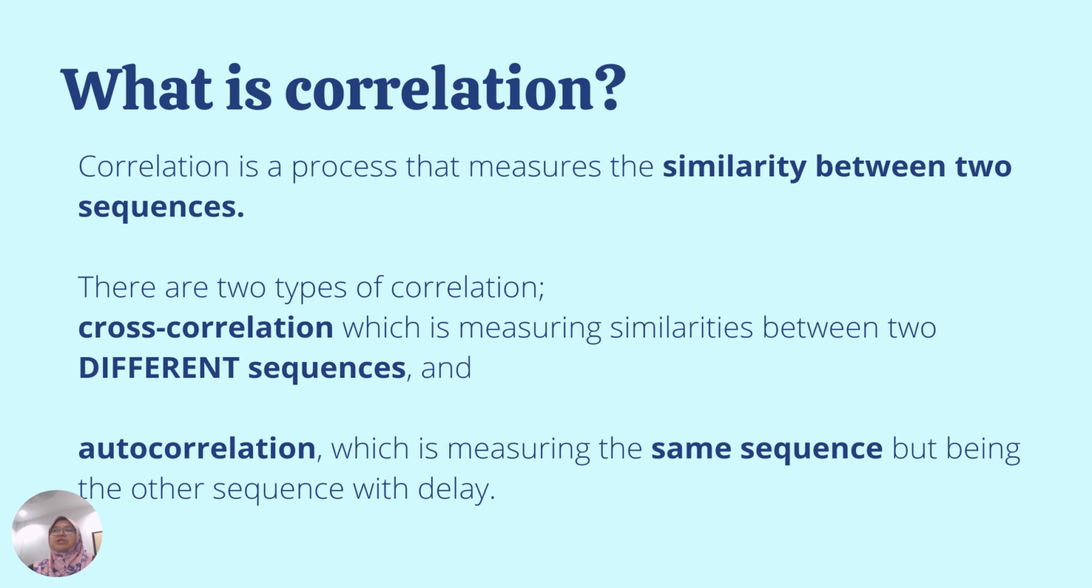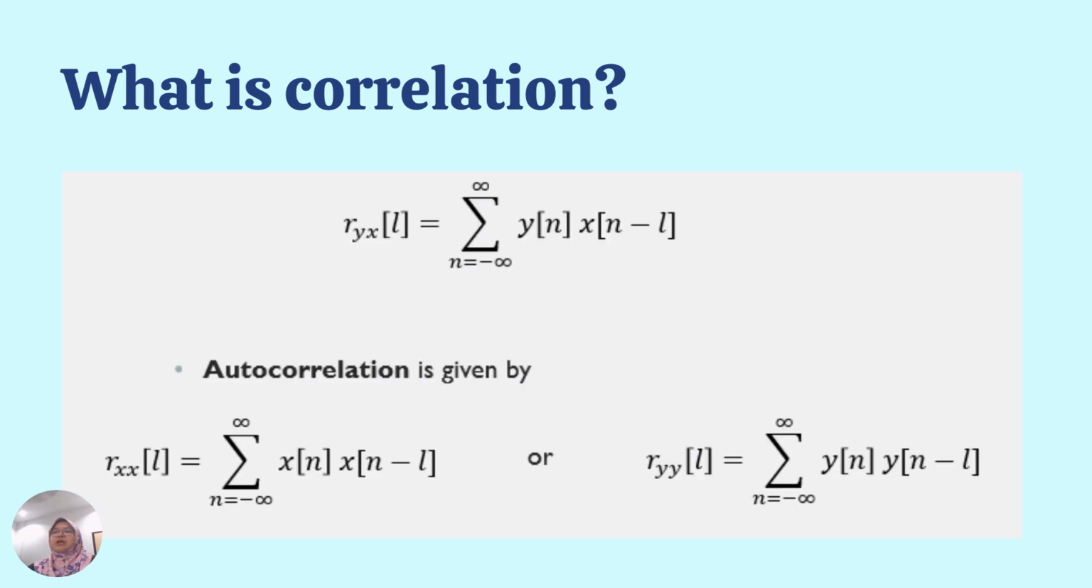So correlation is basically to measure the similarity between two sequences. So if we want to check whether the two sequences are the same, okay, we use correlation. And there are two types of correlation. There is cross-correlation, there is autocorrelation. Cross-correlation means that we are checking two different signals, and autocorrelation we are checking the same two signals, but one is delayed. So that is correlation.